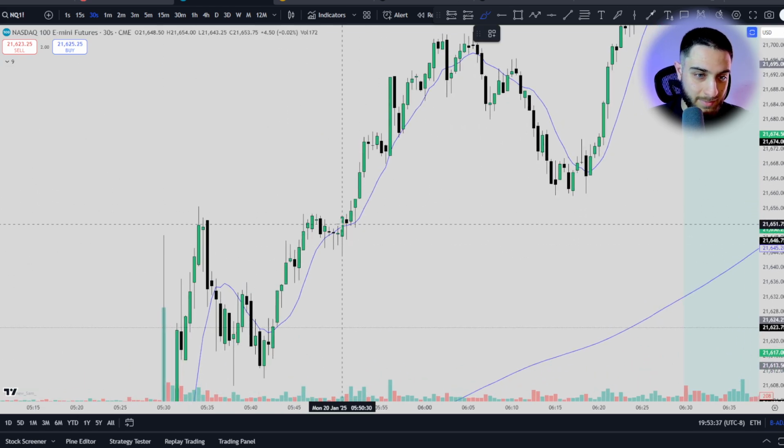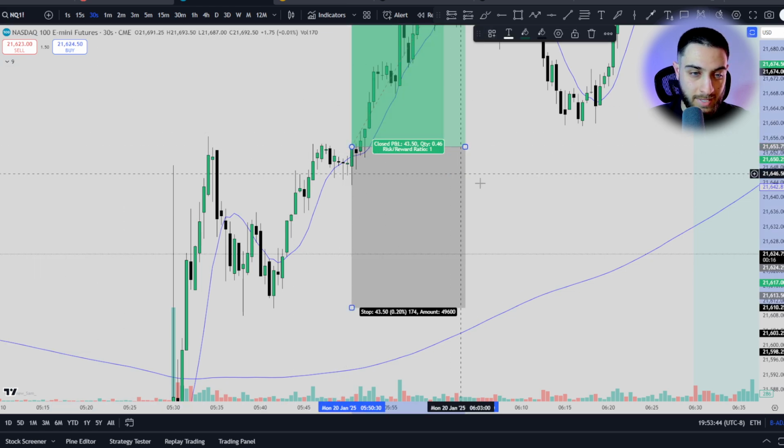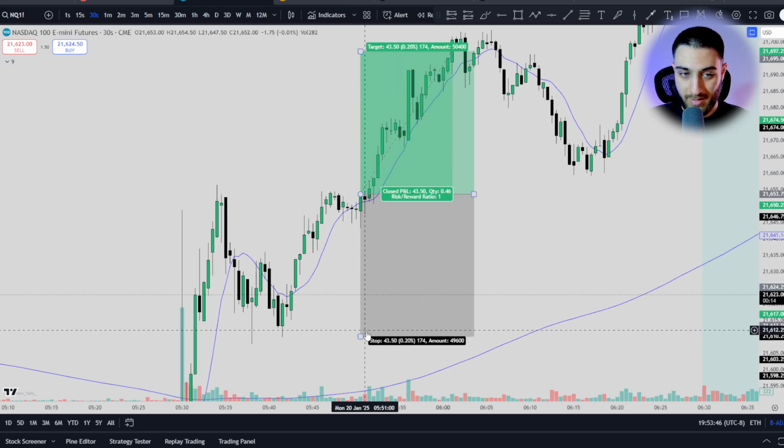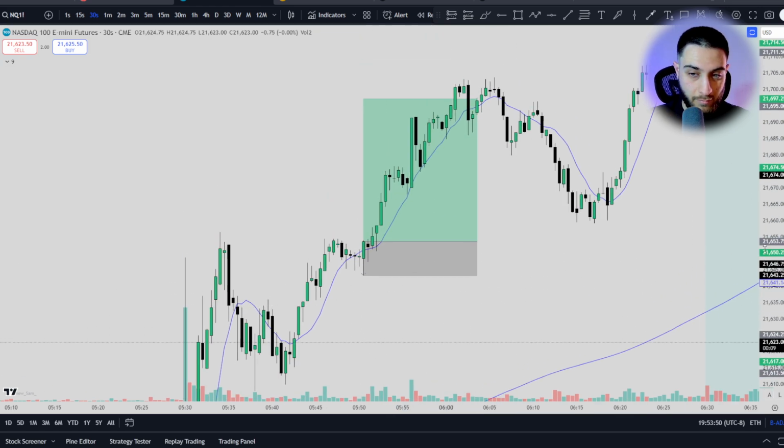This is a good example of a pullback, right? Once we were clear that we're in an uptrend, you could have entered off of this momentum candle. This is a pre-market time frame. I don't even trade this time frame. This is a momentum candle. Why? We have a relatively thick body.